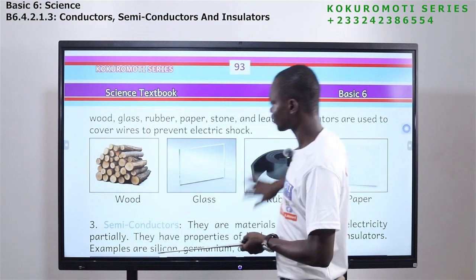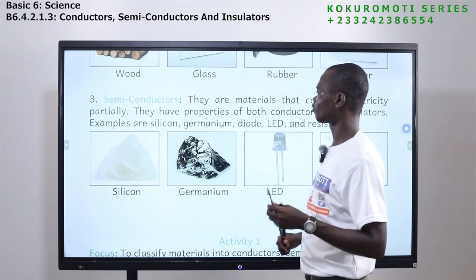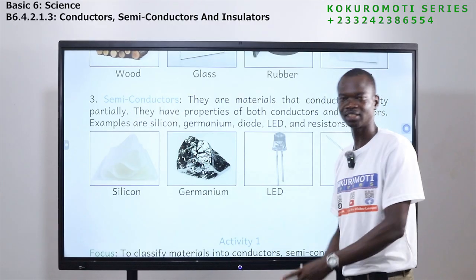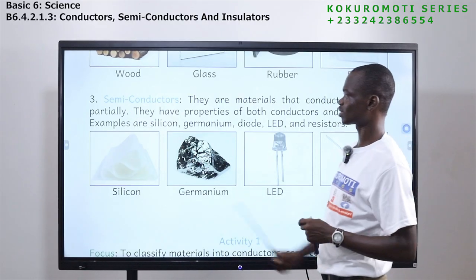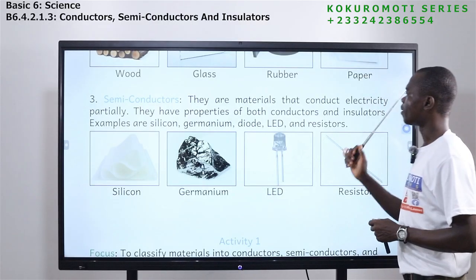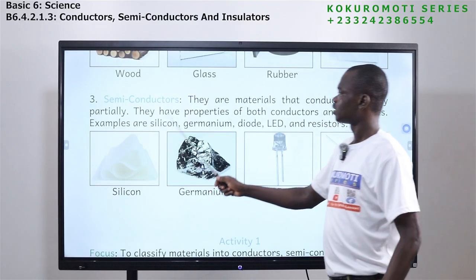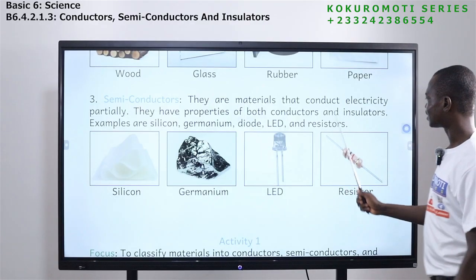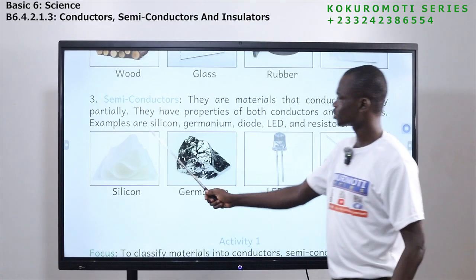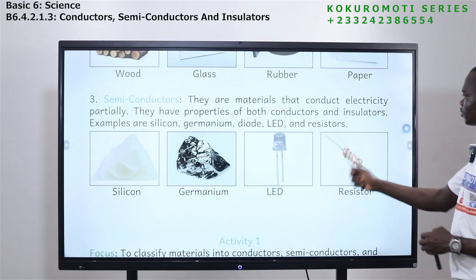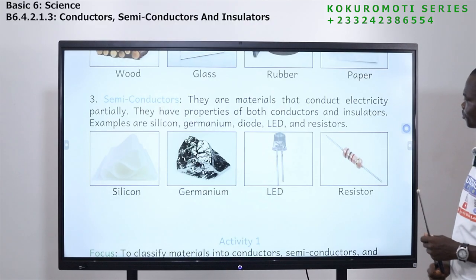Okay. The next group of materials, they are called semiconductors. So we have seen conductors, insulators. The third one is semiconductors. So they are materials that conduct electricity partially. They have properties of both conductors and insulators. Examples are silicon, germanium, diode, we have lead, and then resistors.